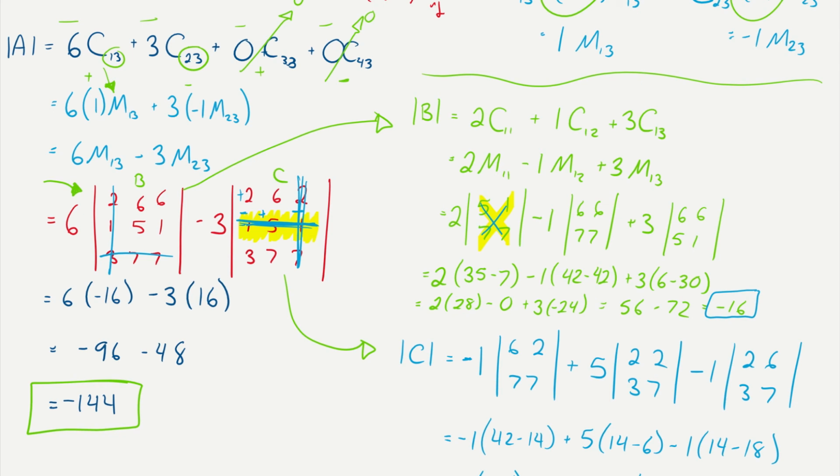So if you stay organized, it's not so bad. It can be lengthy for sure. You have to keep breaking your determinants down until it's a 2 by 2. Once you get a 2 by 2, you can easily find the determinant. But here we go. -144 is the answer for our matrix.